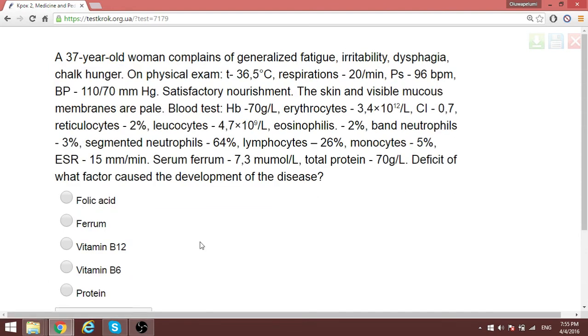Every time, Krok is quite predictable. They don't tell you about serum ferrum, that is iron, for fun. So when you have a patient with anemia, you can see hemoglobin very low, and a color index of 0.7 is revealing hypochromic anemia. Also, deficit of what factor causes development of the disease? It's very simple: iron, ferrum.